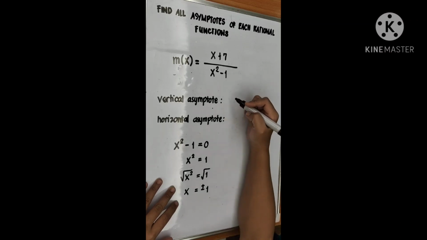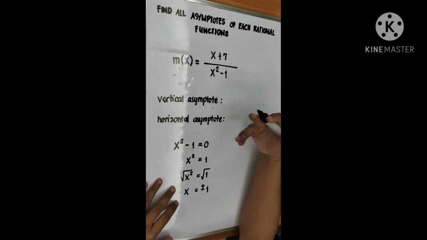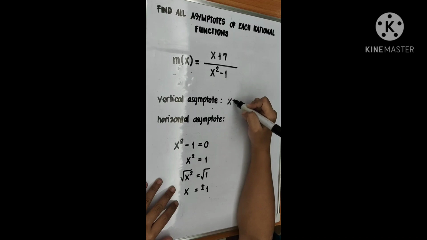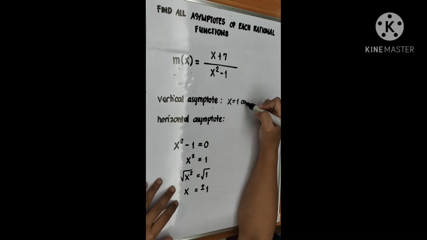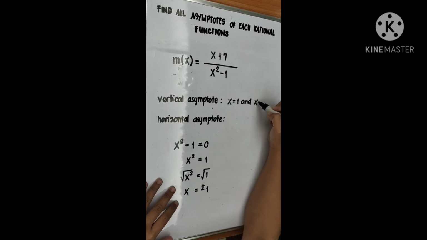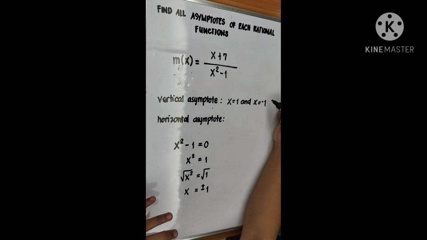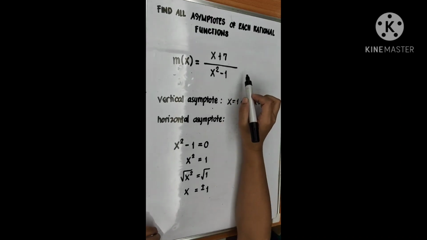So therefore, for the vertical asymptotes here, we have 2: x is equal to 1 and x is equal to negative 1. So we have 2 vertical asymptotes for this rational function.